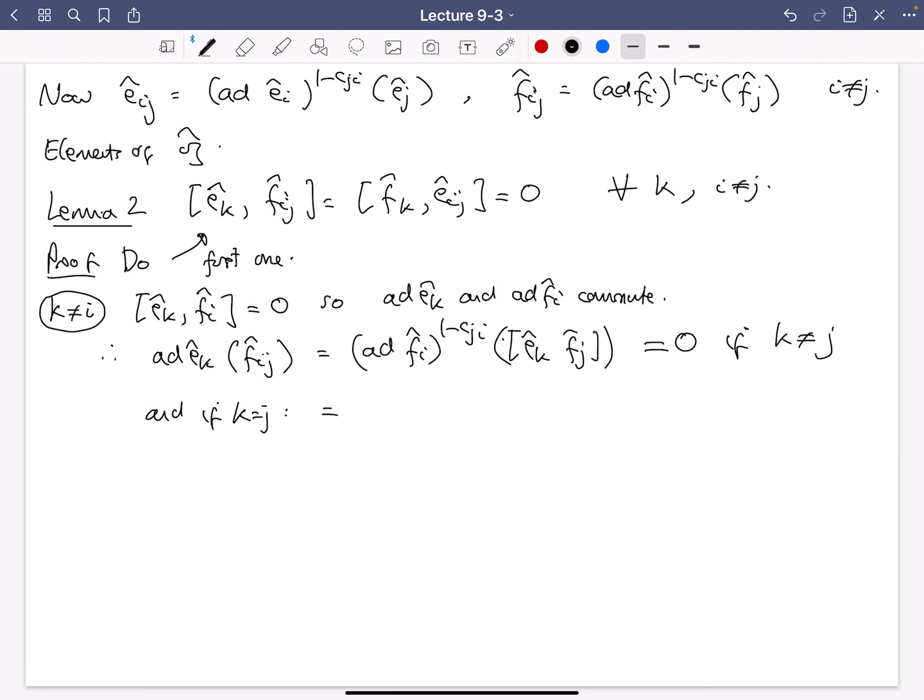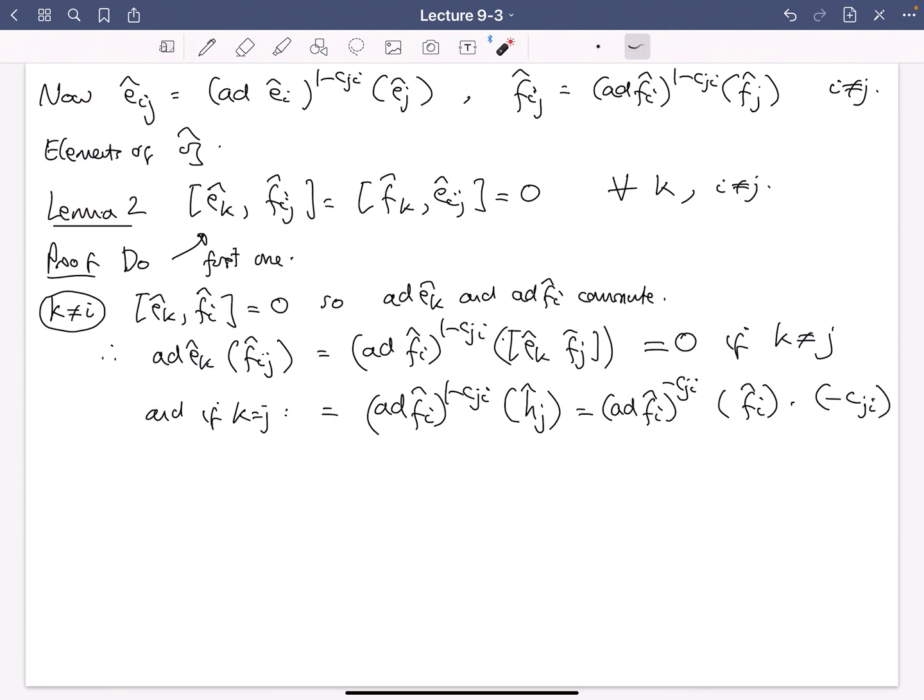then it's equal to, what have I got? I've got ad Fi hat to the 1 minus Cji, then that will be Hj hat. And I can do one of those Fi's, leaving the minus Cji of them, and Fi hat on Hj hat is, well, that's an Fi hat times the scalar. I think the scalar is minus Cji.